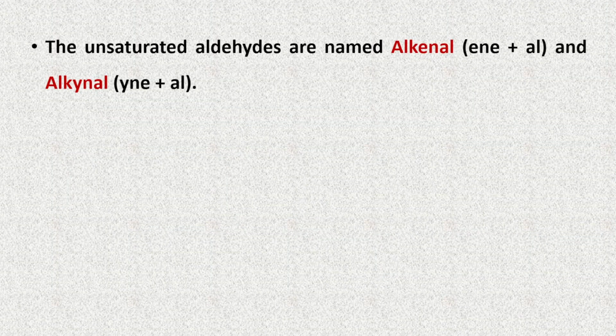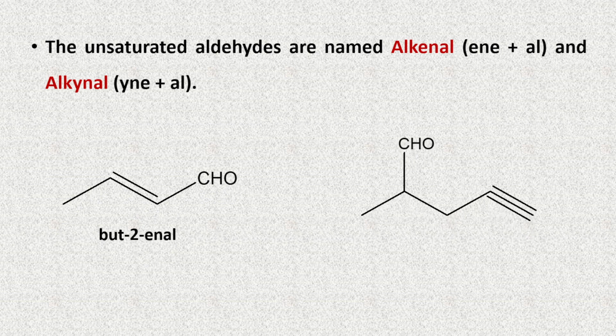The unsaturated aldehydes are named alkenol or alkynol depending upon the double bond and triple bond. This is but-2-enol. For the second compound, the numbering is carried out from the aldehydic group, which gives position numbers 2 and 4 to the methyl and the double bonded carbon respectively. So its IUPAC nomenclature is 2-methyl-pent-4-enol.